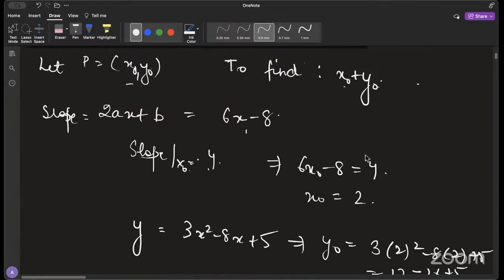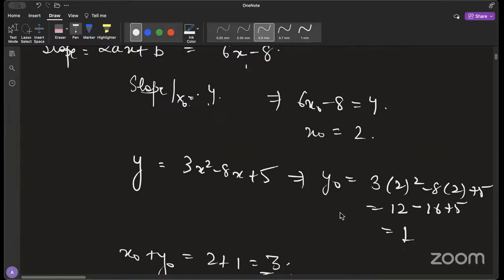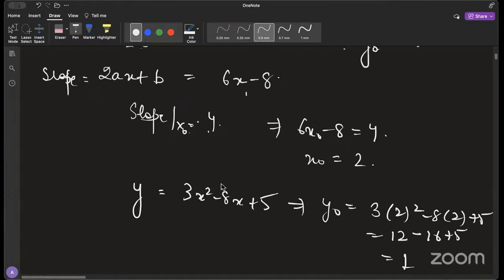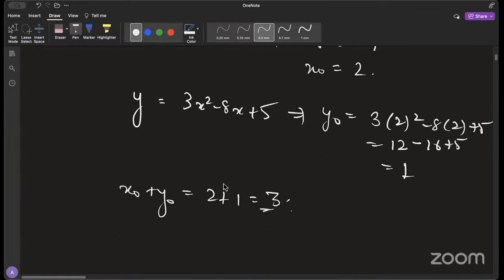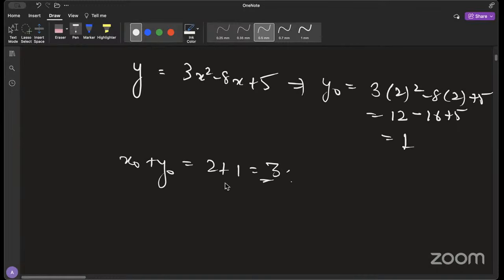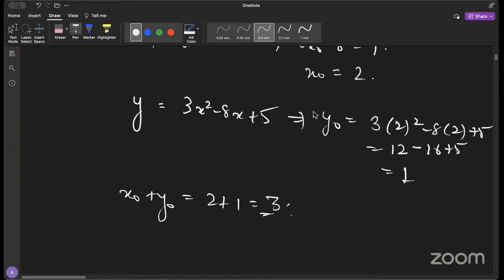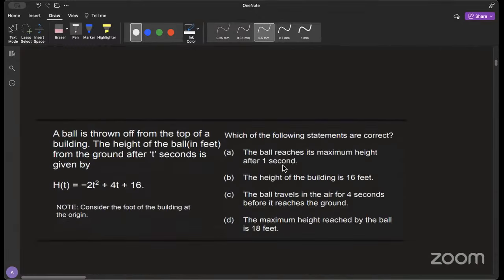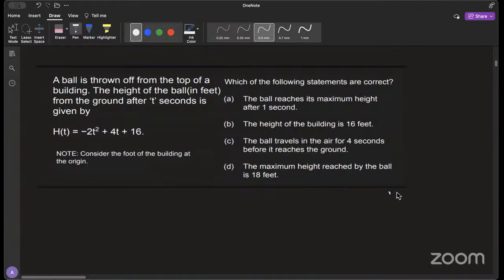Is this okay to everyone? Yes, ma'am. Okay. If there's any doubt in any of the questions, even if it's something minor, you guys can ask. If this one's clear, then you try this question.